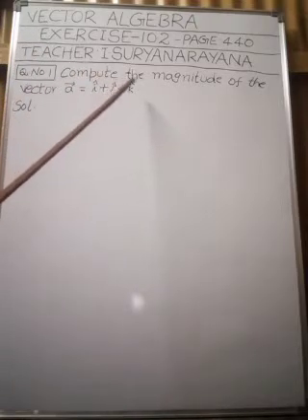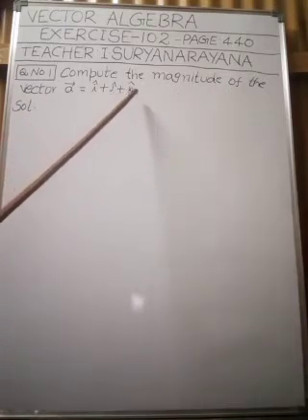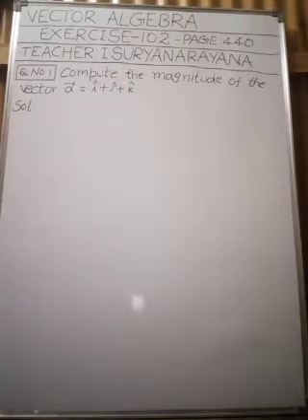Right. Compute the magnitude of the vector a bar is equal to i cap plus j cap plus k cap. Okay, my dear children. These two chapters, vector algebra and three-dimensional geometry, are based on formulae. If you are strong in formulae, these two chapters are very easy. There will be no tricky questions. Direct questions will be given. You just have to remember the formulae, apply them and solve the questions easily.